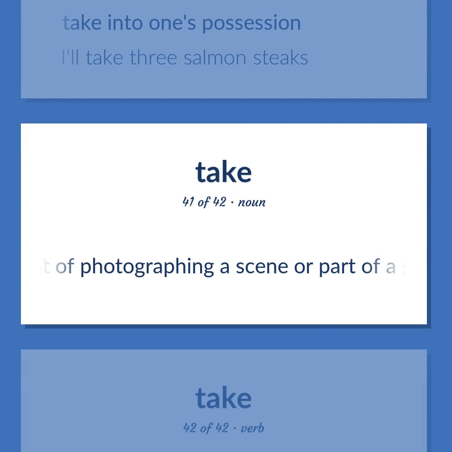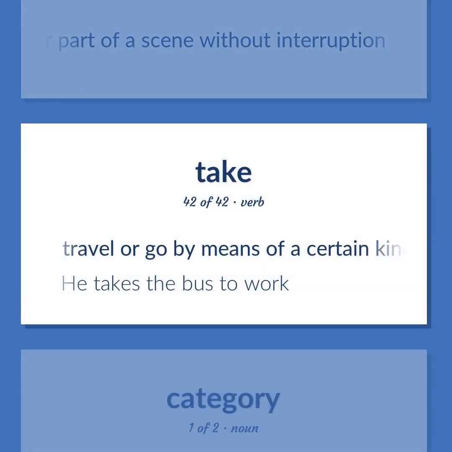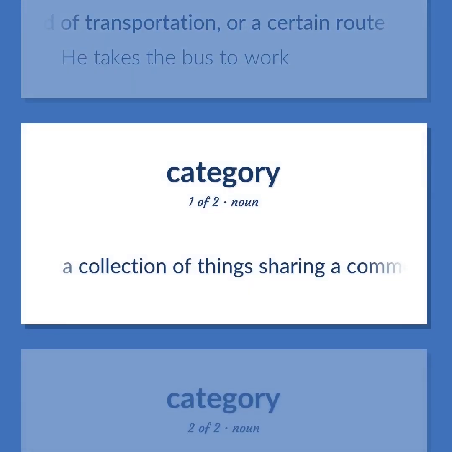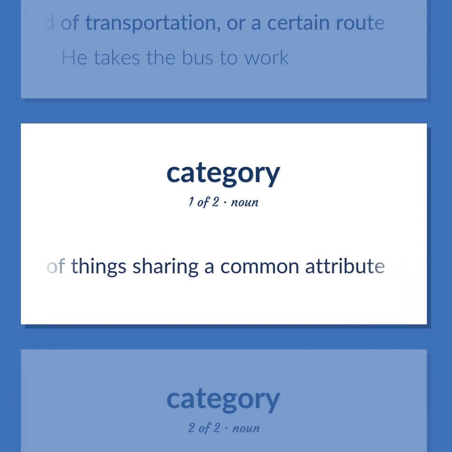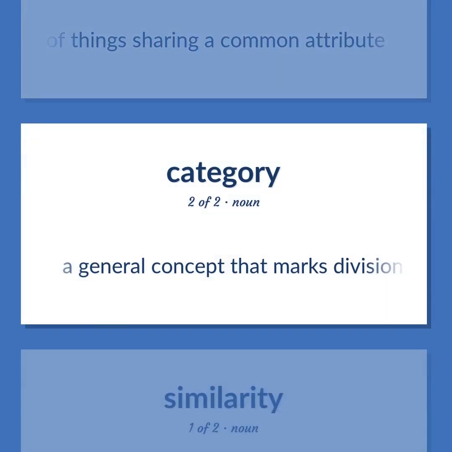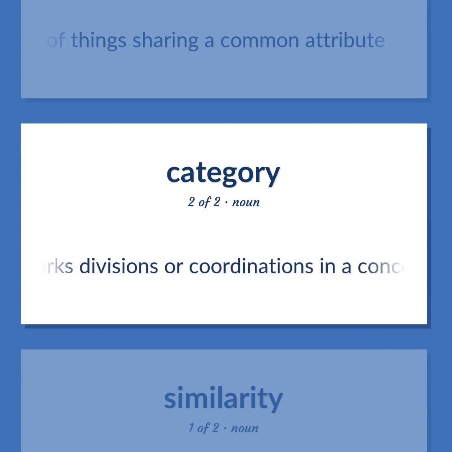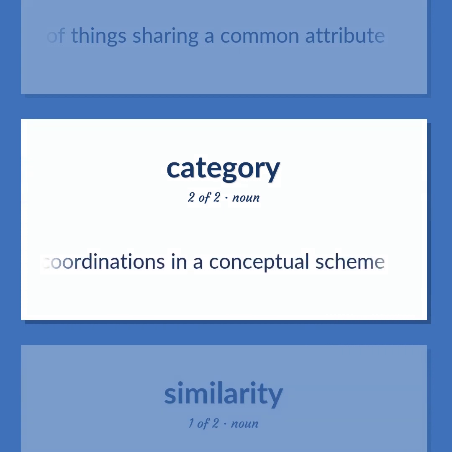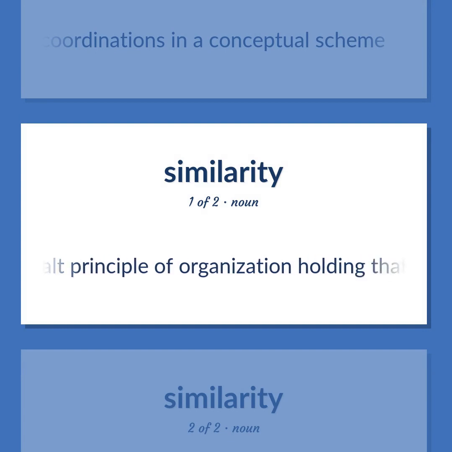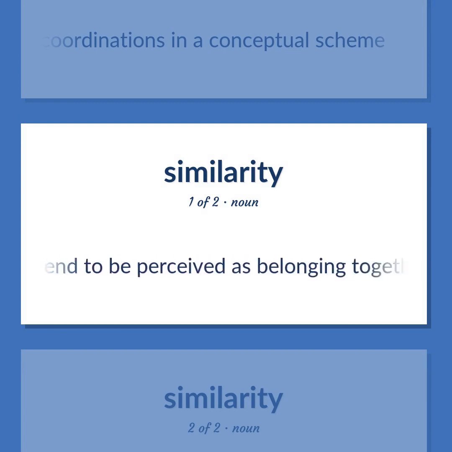The act of photographing a scene or part of a scene without interruption. Travel or go by means of a certain kind of transportation, or a certain route. He takes the bus to work. A collection of things sharing a common attribute. A general concept that marks divisions or coordinations in a conceptual scheme. A Gestalt principle of organization holding that, other things being equal, parts of a stimulus field that are similar to each other tend to be perceived as belonging together as a unit.